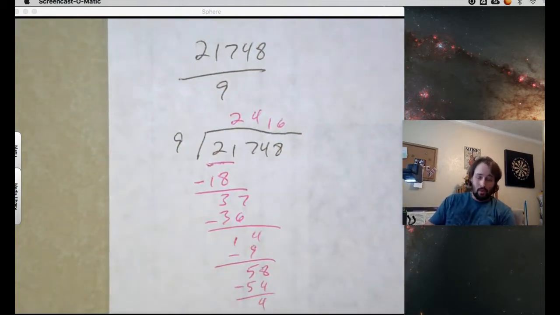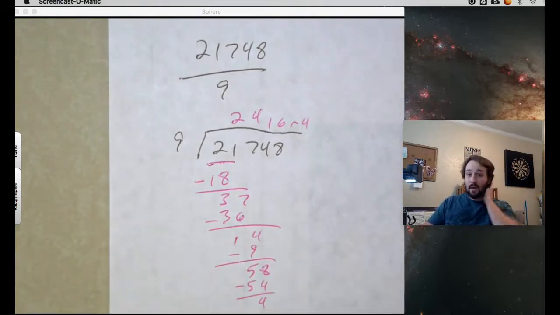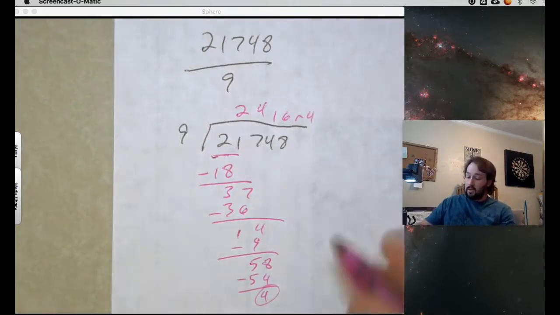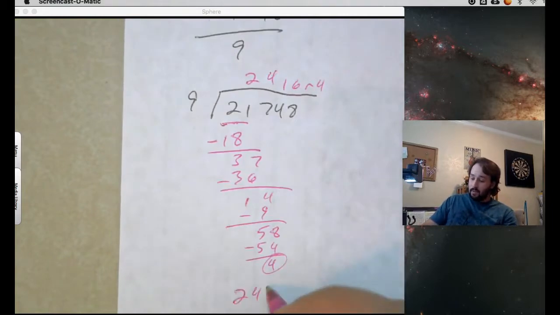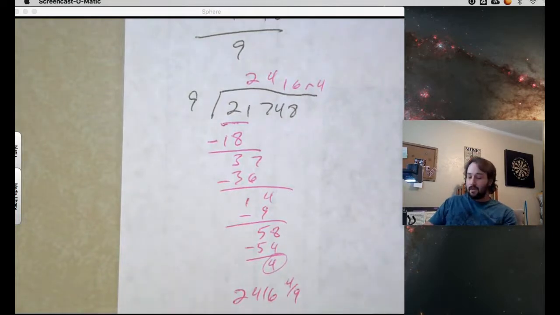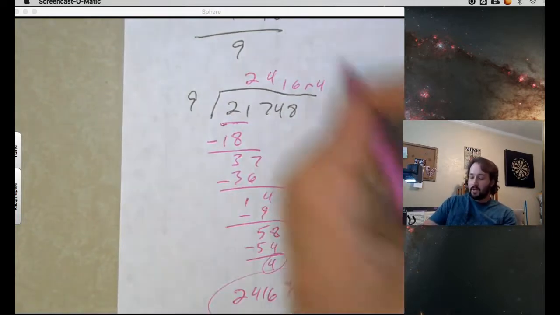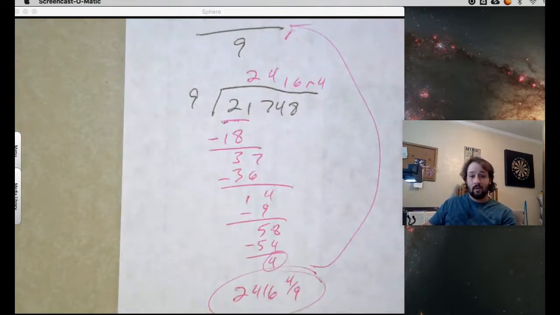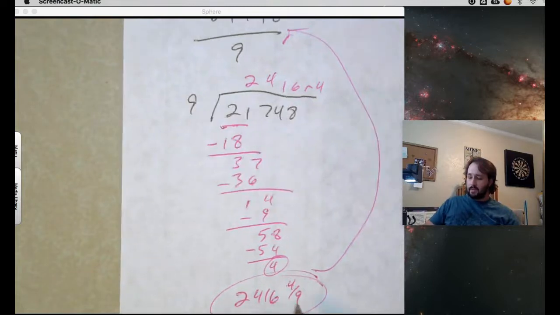So at this point, you could write remainder 4, but now that we understand math, we are dividing that 4 by the 9 still. So what this really is, is 2416 with a remainder of 4 ninths. So this is the number that we are actually getting out. I think it's called our quotient, if I'm correct. I'm pretty sure I am. But notice the remainder was put over what we were still dividing by.